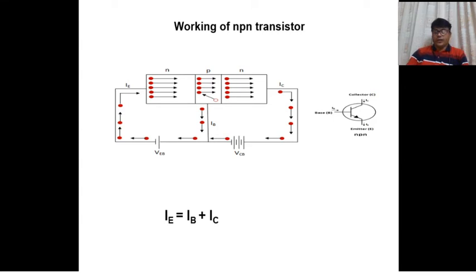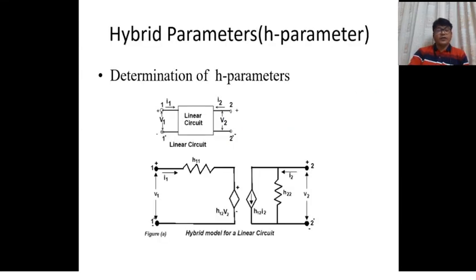A transistor can be connected in the following three ways: common emitter mode, common base mode and common collector mode, depending upon the application. Among these, the common emitter mode is most preferred because it gives the highest voltage gain.